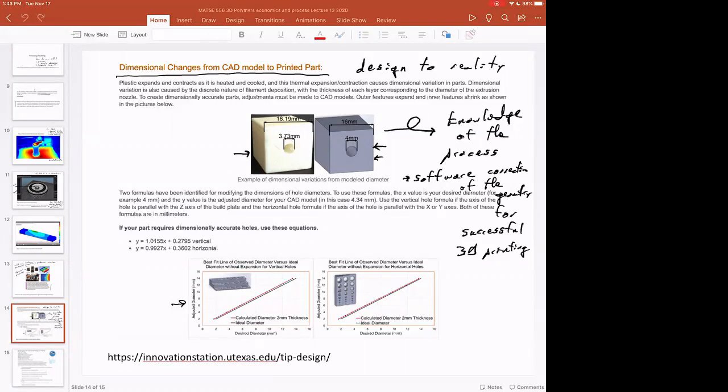And I couldn't find online whether it was anisotropic or isotropic, but that's something that people are working on, where now, in order to get the shape resolution that you want, you need to have this knowledge of the process. And then in a lot of cases, you have software correction for successfully 3D printing what you want. So this is just a simple idea of that.